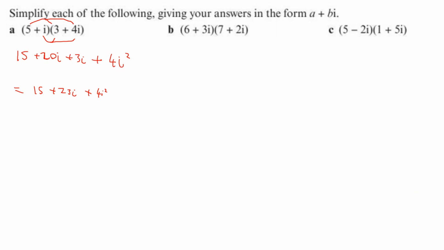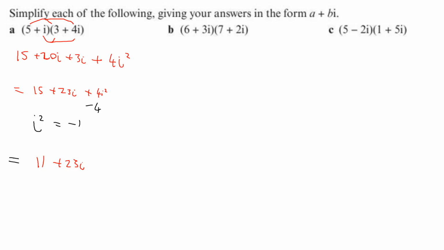Well, what's a fundamental principle of this topic? i squared is equal to minus 1, which means that this is equal to minus 4. And so what we're actually left with is an answer of 15 minus 4, 11, plus 23i.